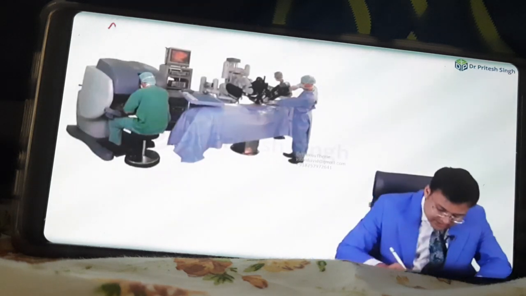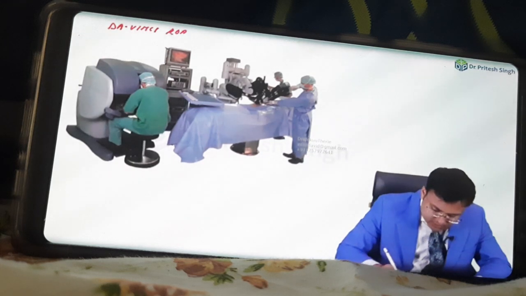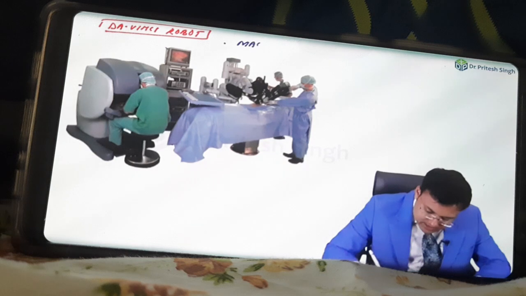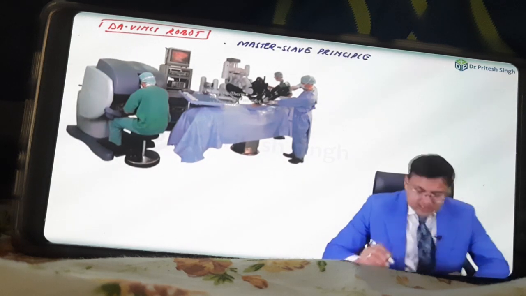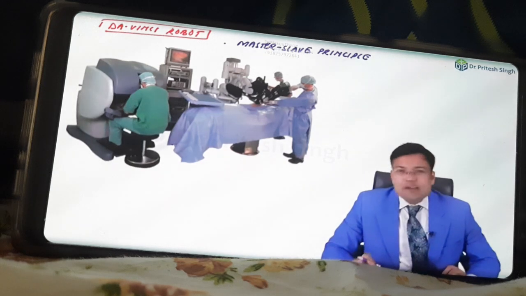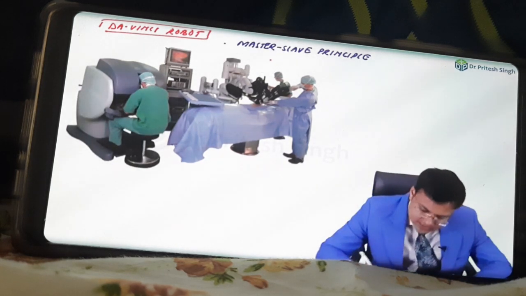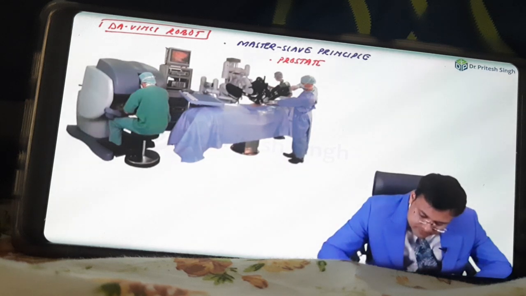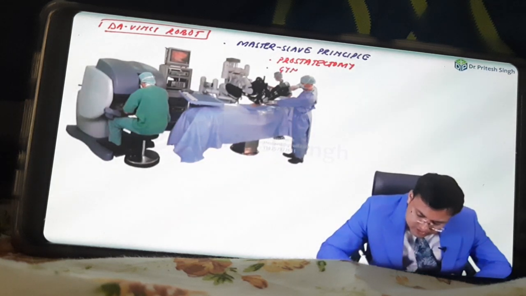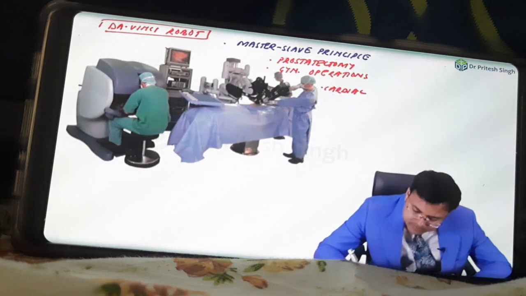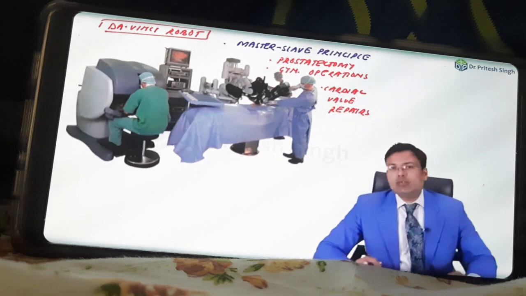Now you can see, this is the Da Vinci robot, and this is used for robotic surgery. It is based on the master-slave principle. Generally, robotic surgery is used at places where fine surgery is being performed and the space is very limited. Nowadays it is performed for prostatectomy, gynecological operations, and cardiac valve repairs. So these are the latest questions related to laparoscopic and bariatric surgery.